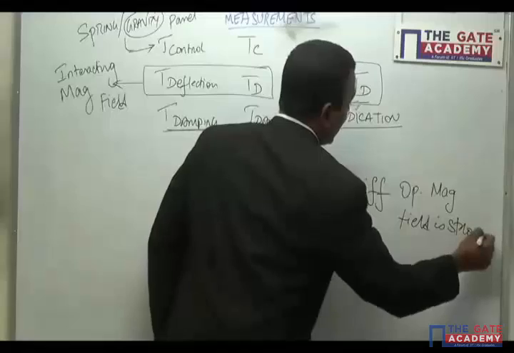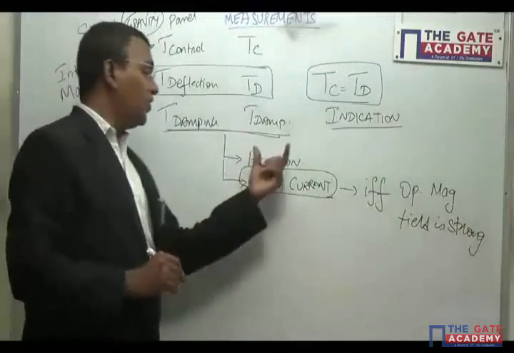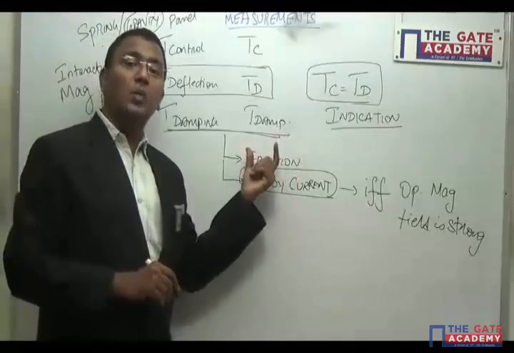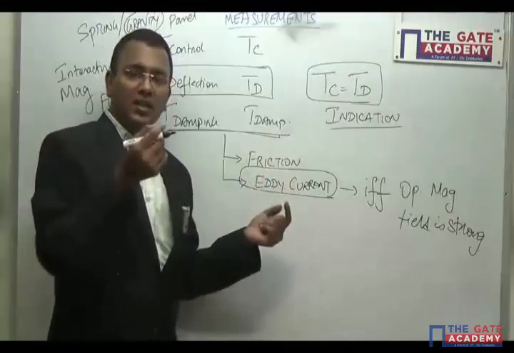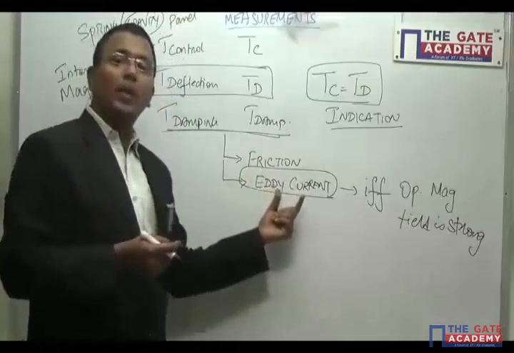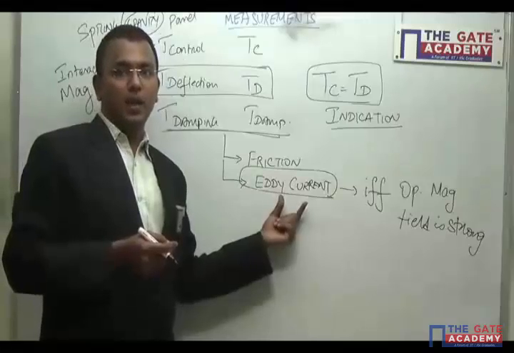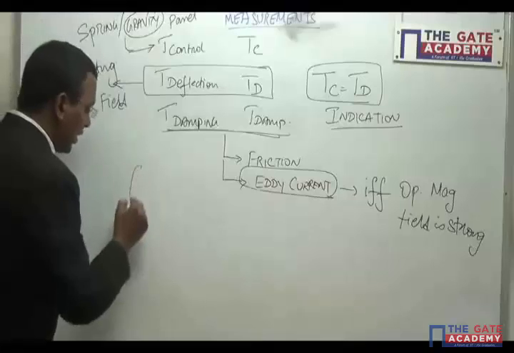See, eddy current damping is the easiest way of creating the damping, because friction damping requires an additional setup which is going to make the instrument bulkier, whereas eddy current damping is very easy to create. Just place a small metallic drum or a small metallic disc in the operating field, and it will automatically give you the required eddy current damping. Clear?